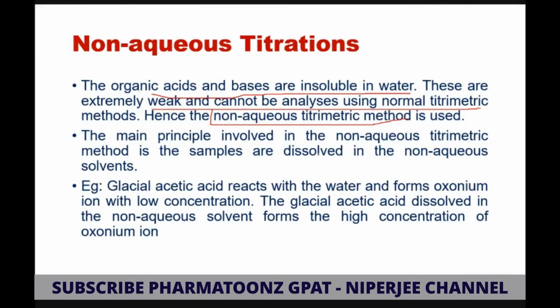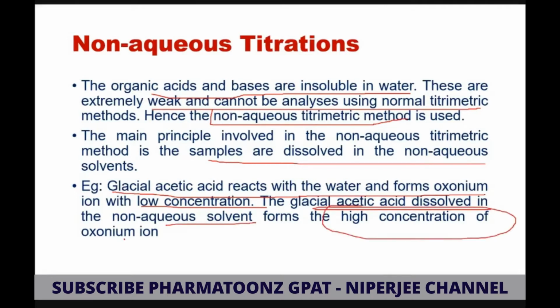The main principle involved in the non-aqueous titrimetric method is that the sample is dissolved in non-aqueous solvents. Here the example is glacial acetic acid. It reacts with water and forms oxonium ion in low concentration. But if glacial acetic acid is dissolved in a non-aqueous solvent, a high concentration of the oxonium ion is formed. This is due to solubility.